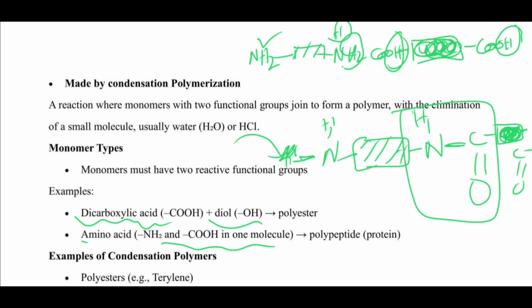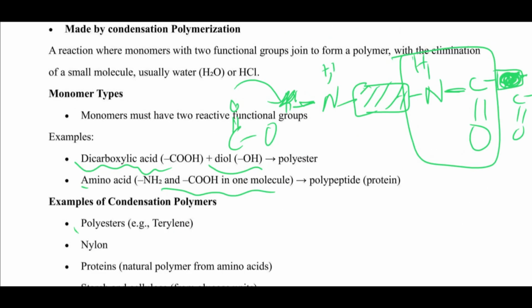And what is the formula? NHC double bond O. So this is an amide bond, and this C double bond O is an ester bond. In your book, the example given for ester bond is polyesters, or we can say terylene. Most of the time in exams, you will see the word terylene, not polyester. Terylene is an example of polyester in which we have the C double bond O, that is the ester group. But for amide bond, we have two examples given in your book: one is nylon and the other one is protein.